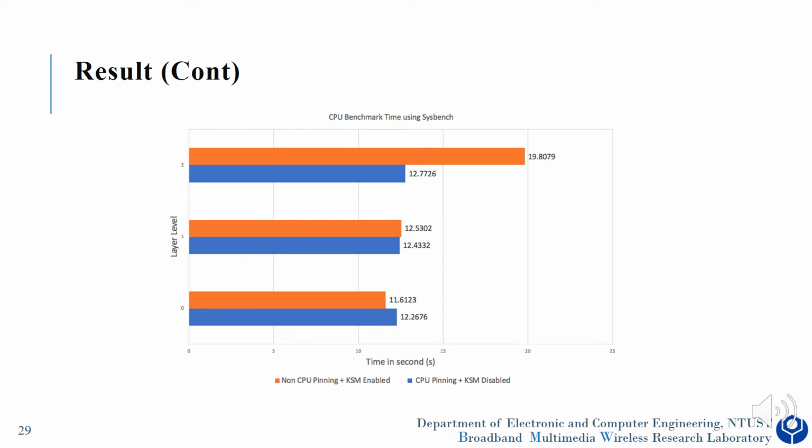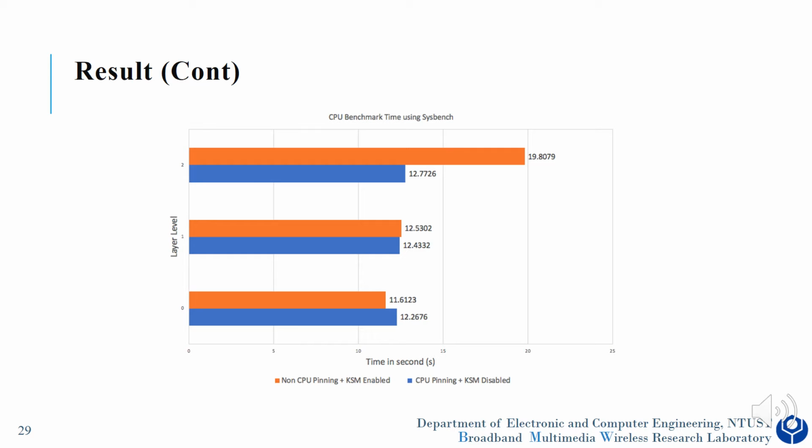Moving into the CPU benchmark time, we use sysbench as one of our tools to know the effect of the optimization that we did. The x-axis is the time in seconds, the y-axis is the layer level. From this graph, we can see that the lower time in seconds has better performance. So we start from layer level 0, which has the bare metal and also the first layer hypervisor.